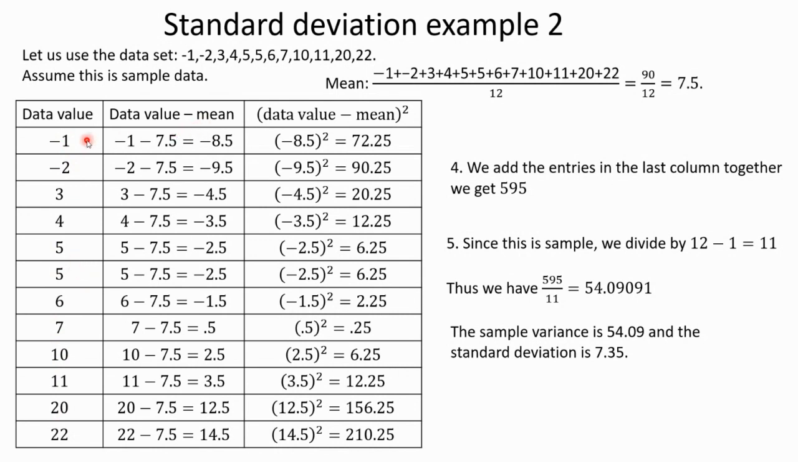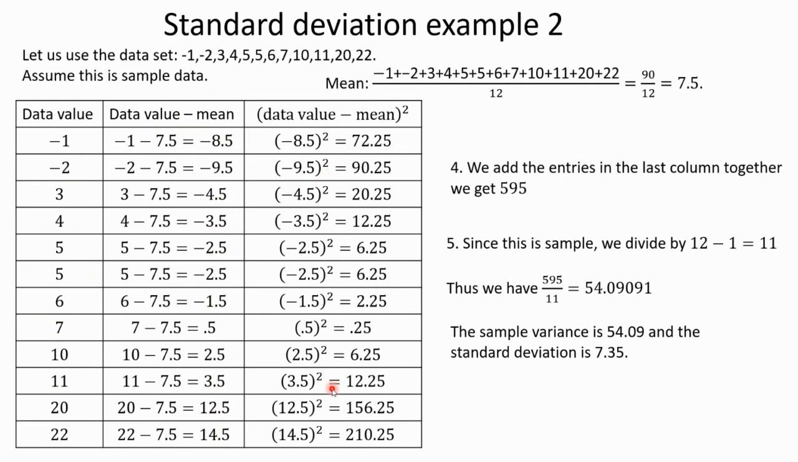So what do I do next? I'm subtracting the mean from the data value. I could go the other way. In fact, I think I wrote down to subtract the data value from the mean, but it really doesn't matter because we're squaring. So we have -1 minus 7.5, which is this. I do each data value minus the mean, as you can see, getting all these wonderful numbers here.